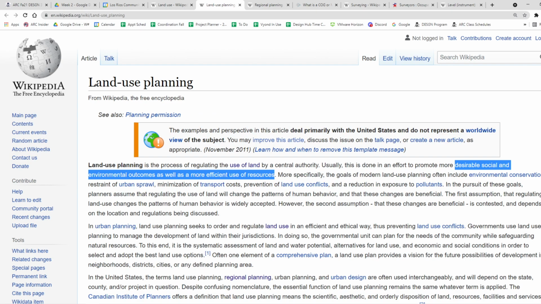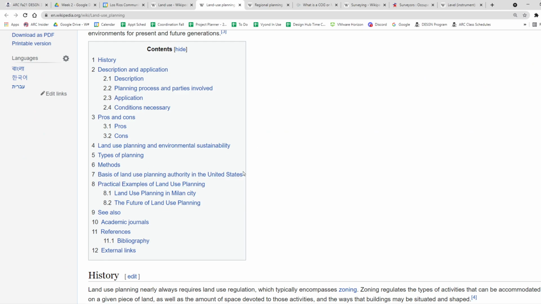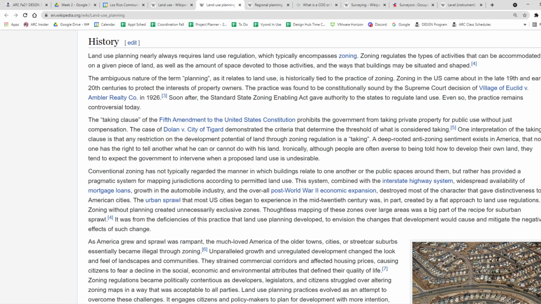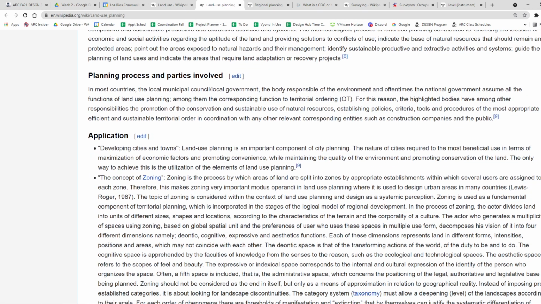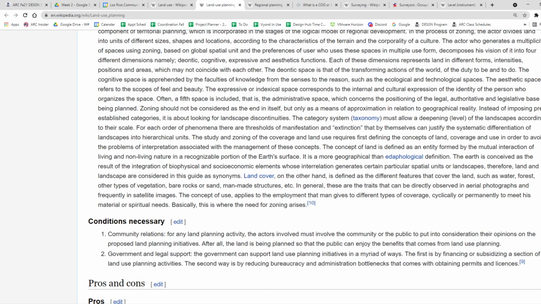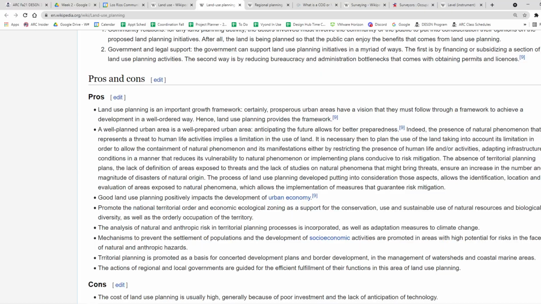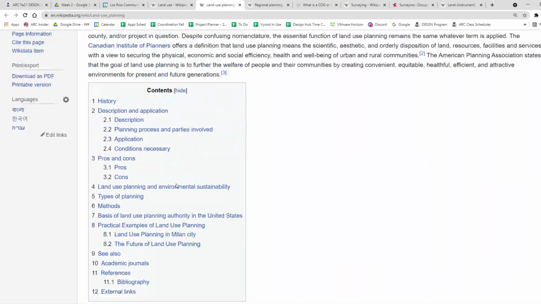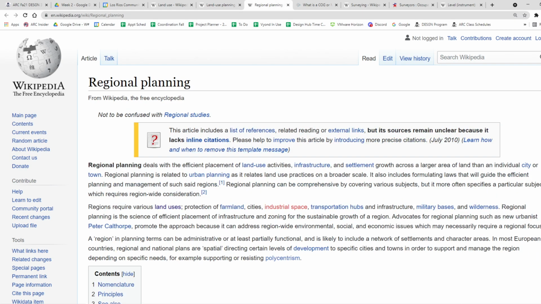Okay, and then this is really important. This does not represent a worldwide view of this subject. Most of this is about the United States. Okay, and so you can think about this a little bit. And you can look at this pros and cons thing, but I think I've hit the parts that I want to do. So now we're going to talk about something called regional planning.